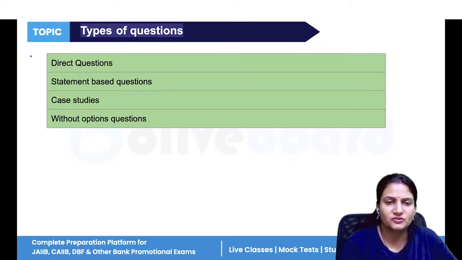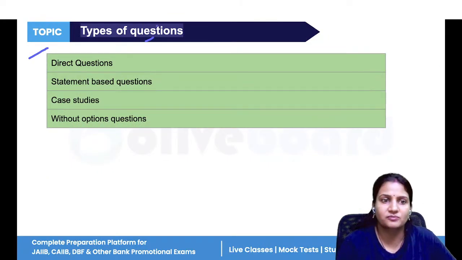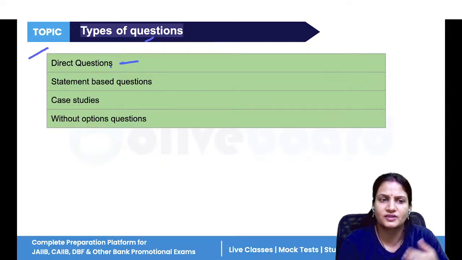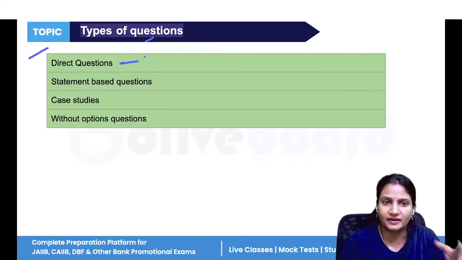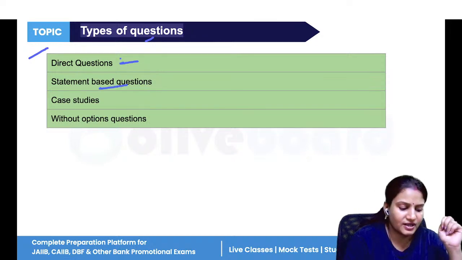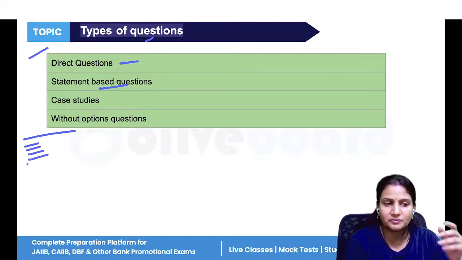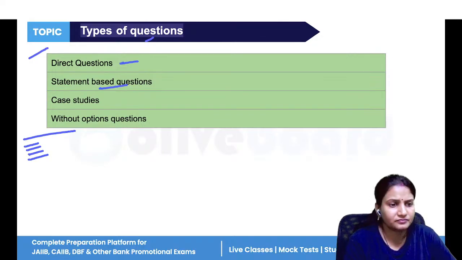Now, what are the types of questions that you can see in the exam? Some direct questions will be there. 40 to 50 marks of the questions might be direct, though this can vary. Direct questions are simply one question with four small MCQ options given, and you have to choose the correct option.